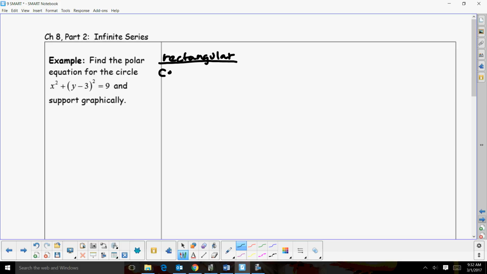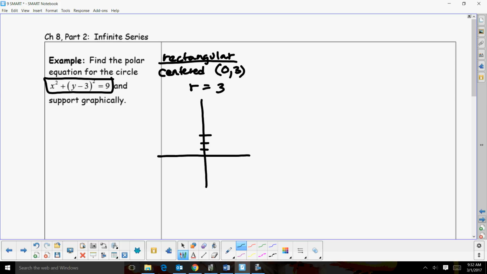Where am I centered from this rectangular equation right here? I'm centered at 0, 3. And what's my radius? 3. So my circle would go 1, 2, 3. There's my center. So I went out 3, 3, 3, 3. Do you agree that's what my circle would look like?